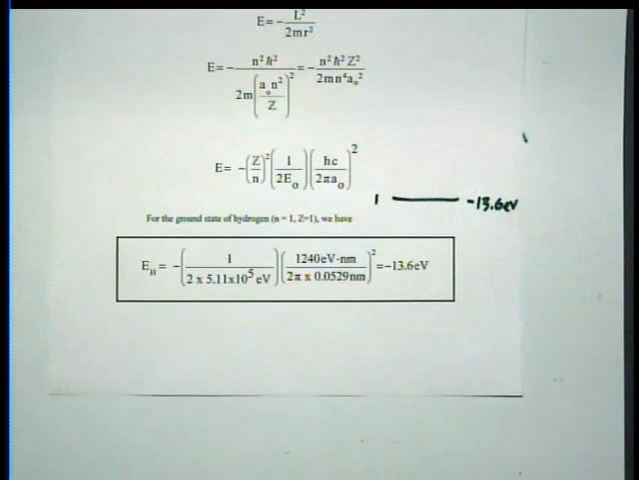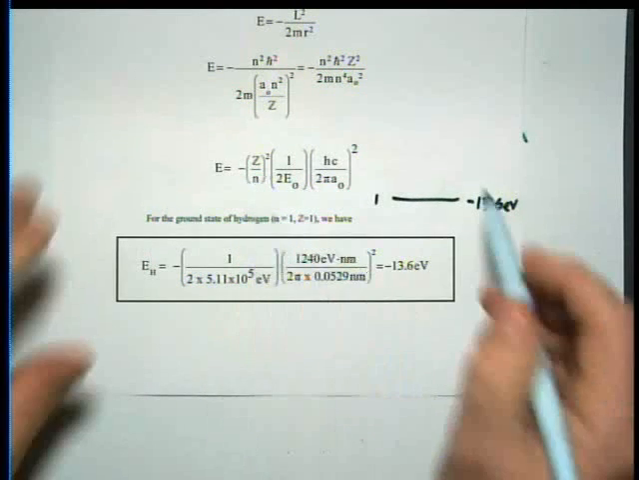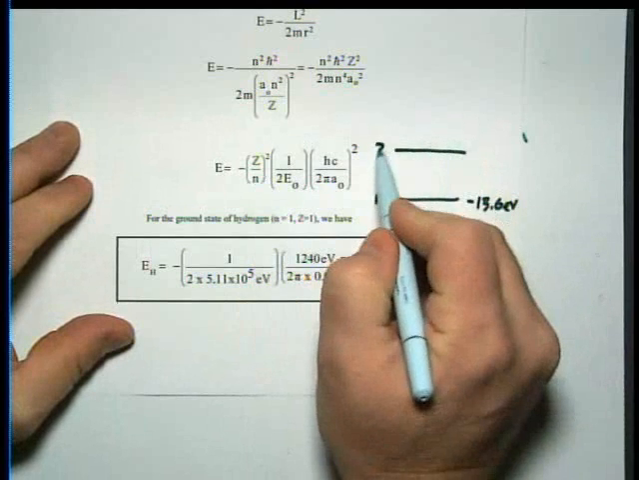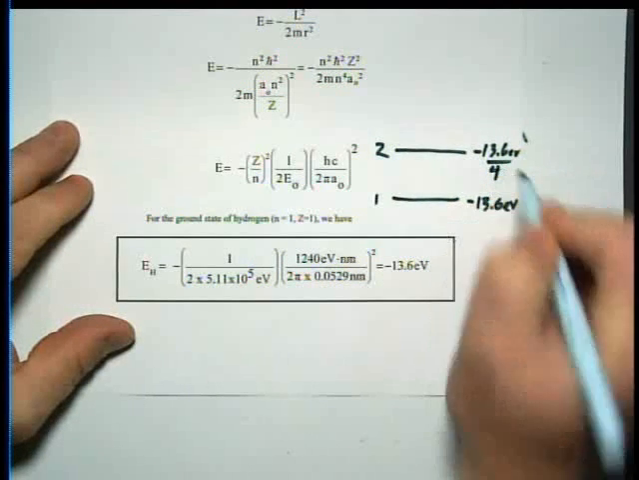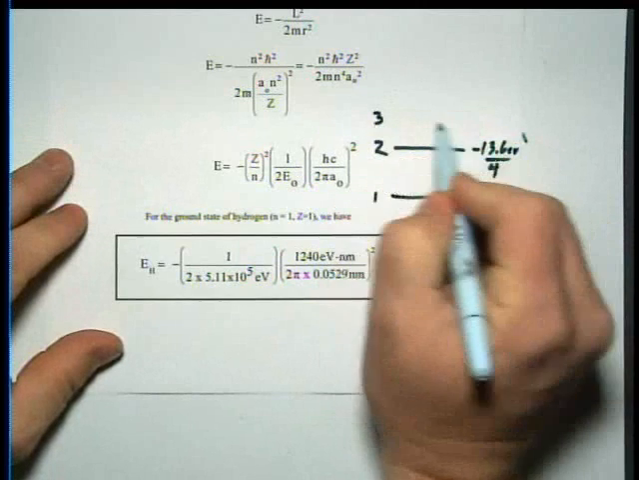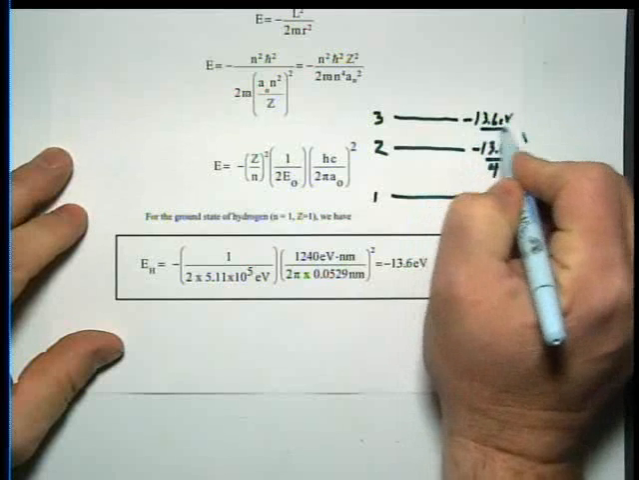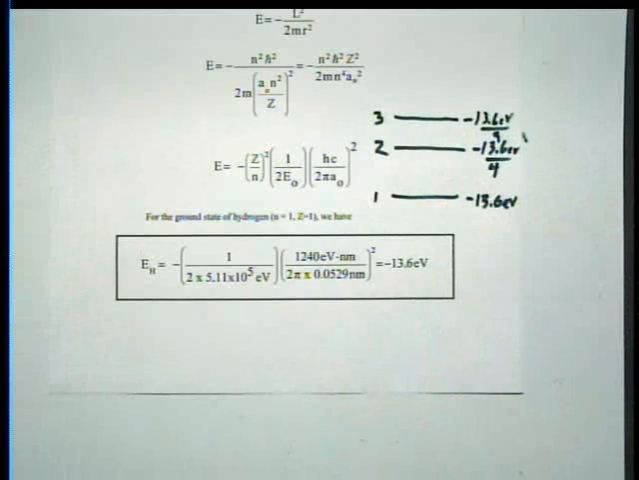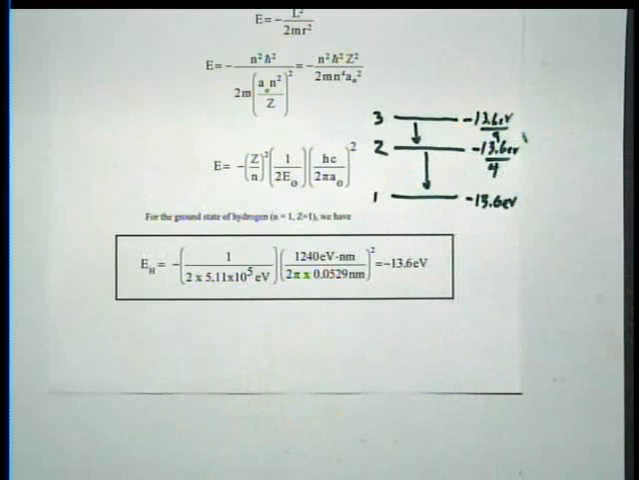Then it says, okay, fine, put 2 in here. Well, if you put 2 in, you get your next level: minus 13.6 eV over 4. Now, put n equal 3: minus 13.6 eV over 9, and so on. And he can calculate these energy differences and the wavelengths that he would see. And he can compare them to spectral lines. And they match.